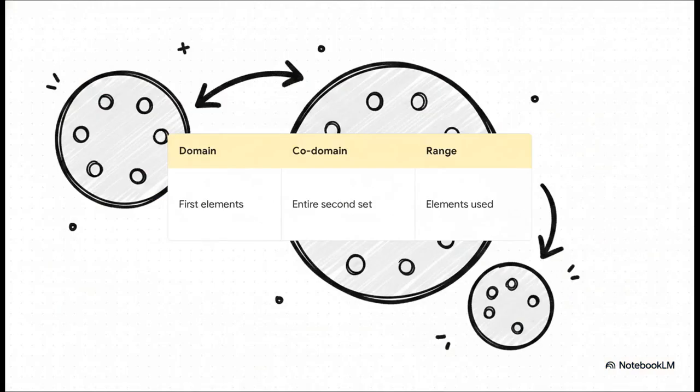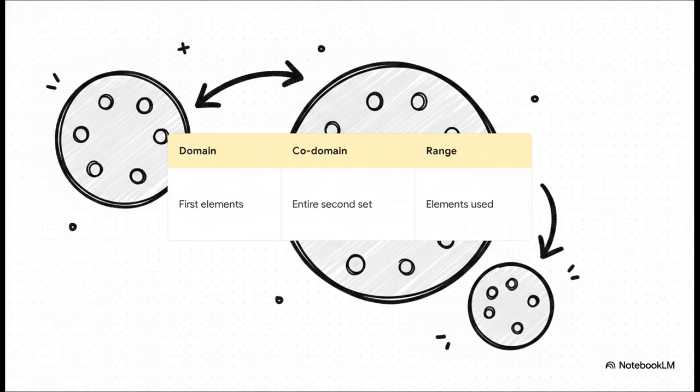Now that we've got our relation, we need some vocabulary to label its different parts. Don't let the jargon intimidate you. These are just helpful tags to organize our thoughts. The absolutely crucial thing here is understanding the difference between 3 terms: domain, codomain, and range.